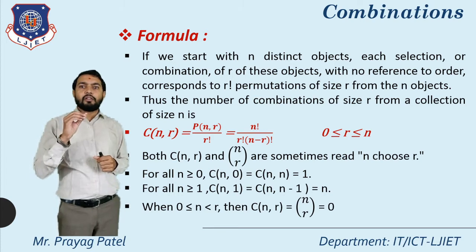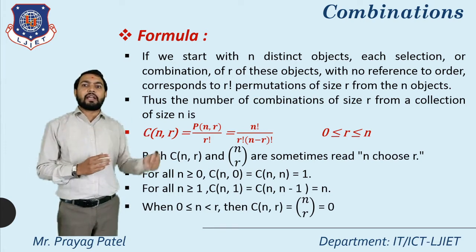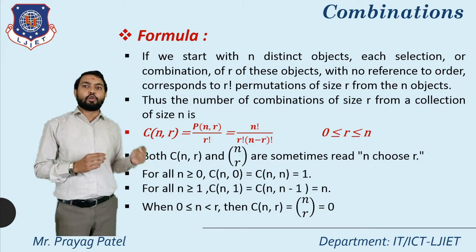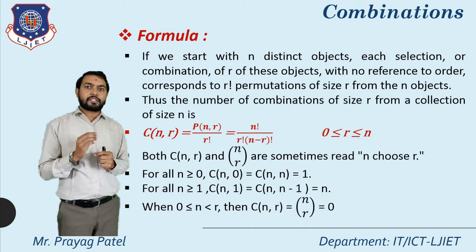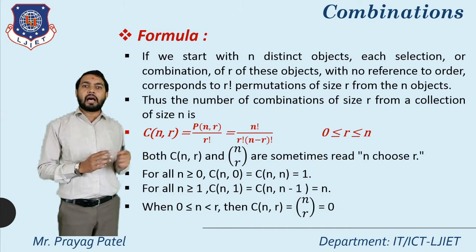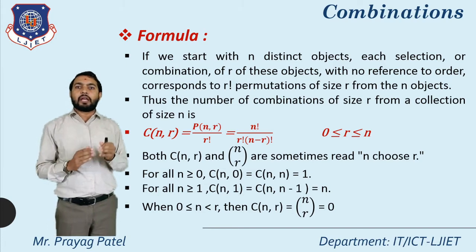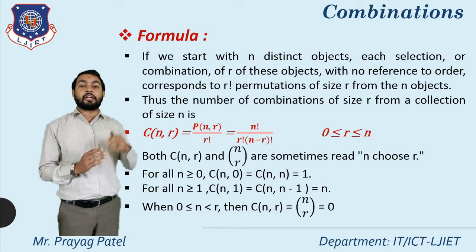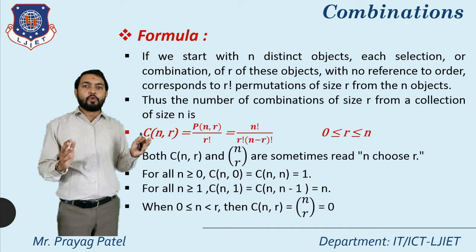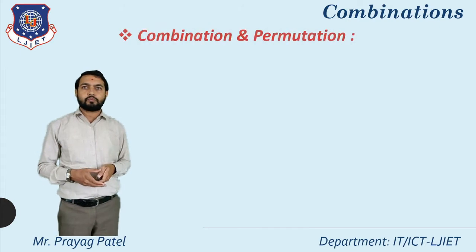Now if the R value is greater than n, that is 0 less than or equal to n less than R, then C of n R equals 0. That means if we have n elements available and we have to perform the combination of R elements and R is greater than n, then no combination is possible. That's why our answer is equal to 0.